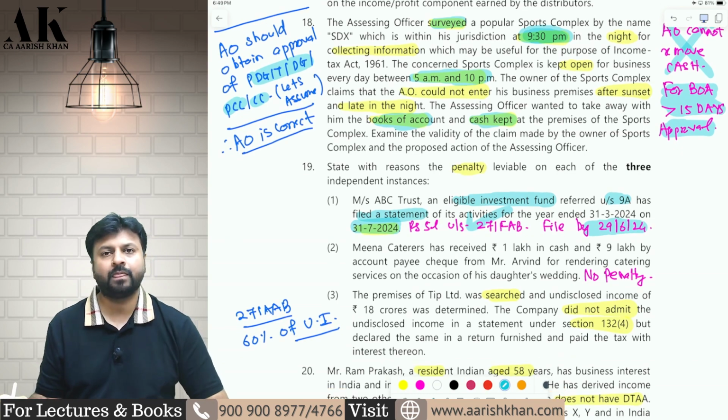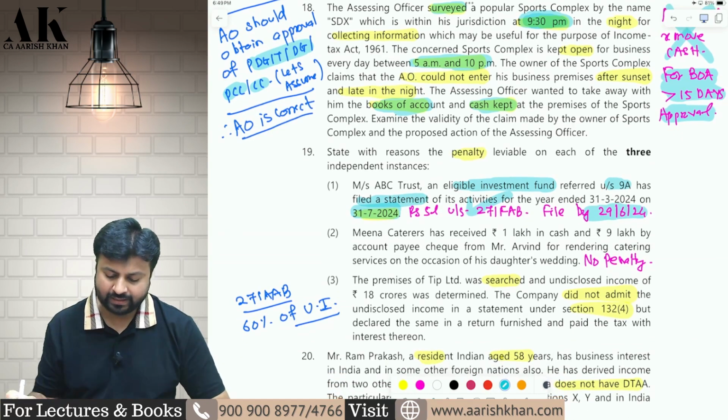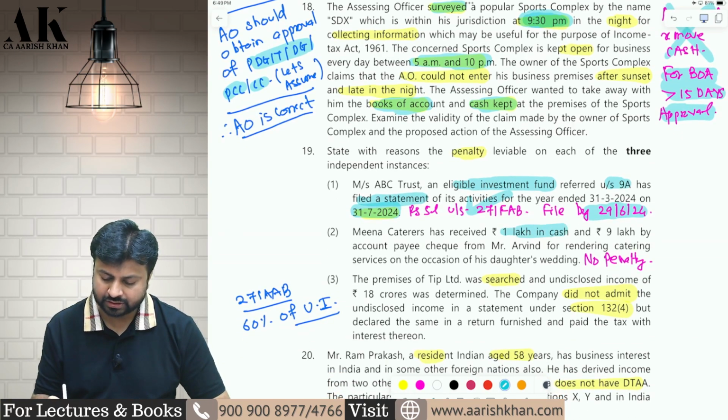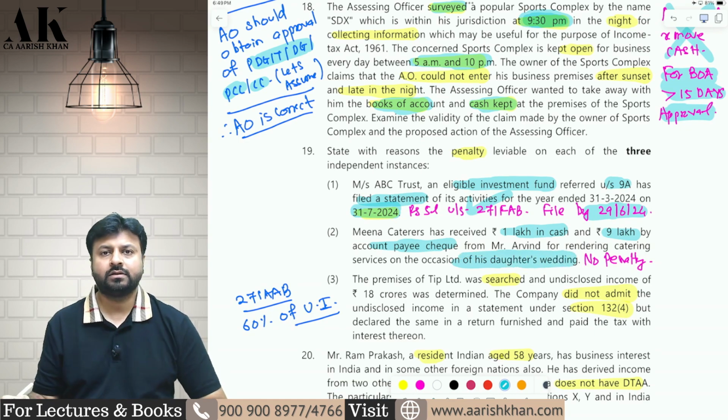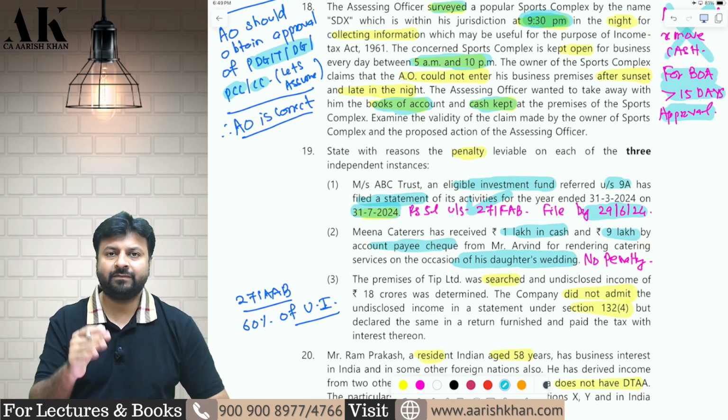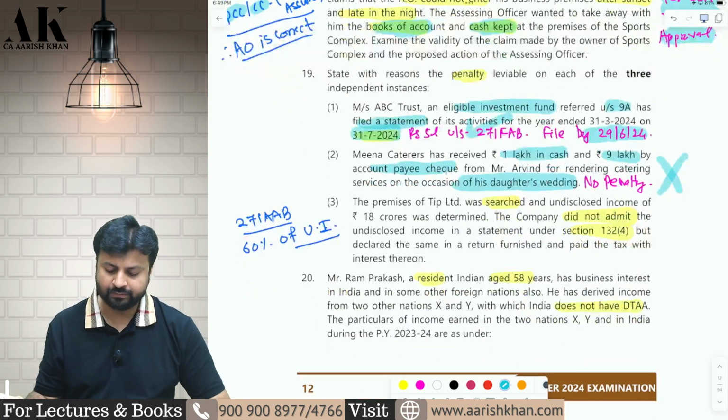Check please. Okay. Second, Meena Caterers has received 1 lakh rupees in cash and 9 lakh rupees by account payee cheque on account of daughter's wedding. So can you receive 1 lakh rupees in cash? It is allowed, no issue. You can receive less than 2 lakh rupees in cash, there is no harm. If you are receiving 2 lakh or more in cash, then the provisions of 271DA will apply and there will be a penalty imposed on you. So in this case, the assessee is not violating anything, therefore no penalty will be imposed.